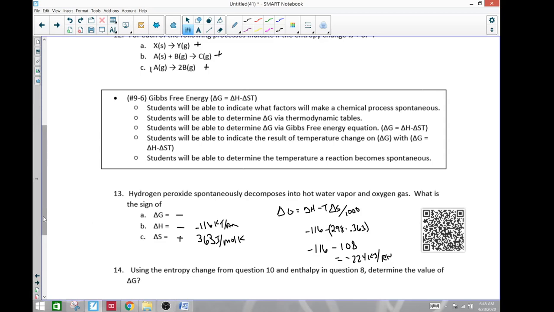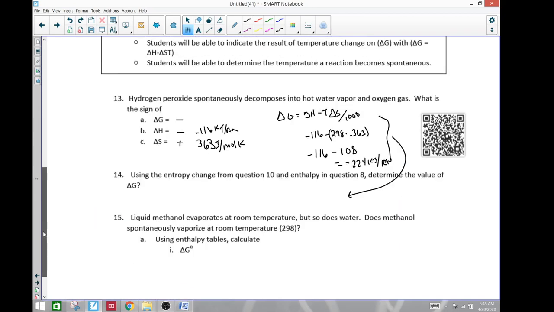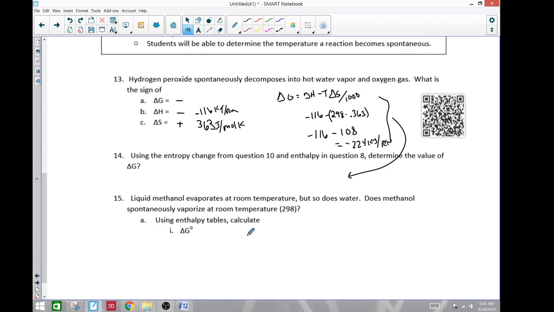All right, using entropy change. Okay, so I just did that right here. This is all right there. And then 15, it says liquid methanol evaporates at room temperature, but so does water. Does methanol spontaneously evaporate at room temperature at 298?